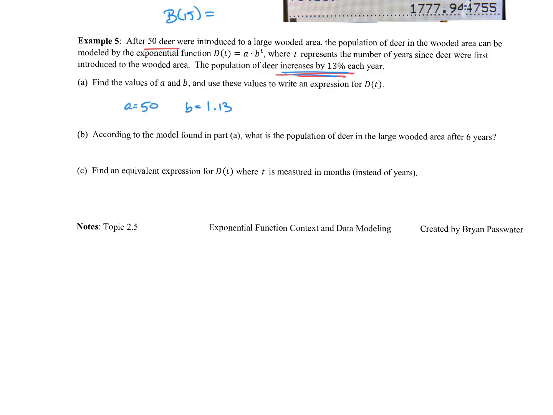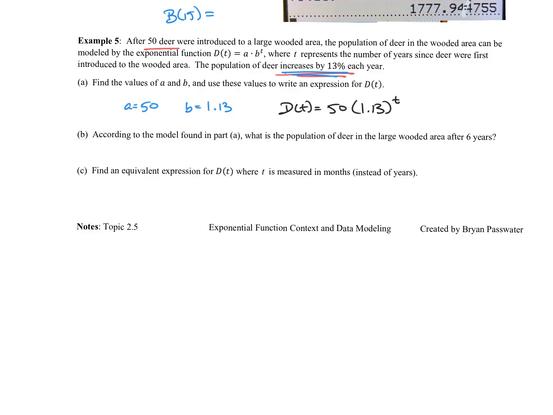So it's 13% more. Now, I want to go a little bit backwards. What if it was a decrease by 13% each year? Then it would be 0.87. How did we get 0.87? We subtracted it from the 100%. This is an increase in my deer, so my d of t would end up being 50 times 1.13 to the power of t.